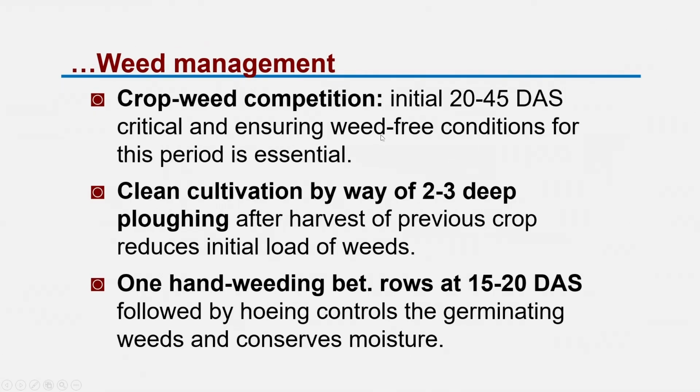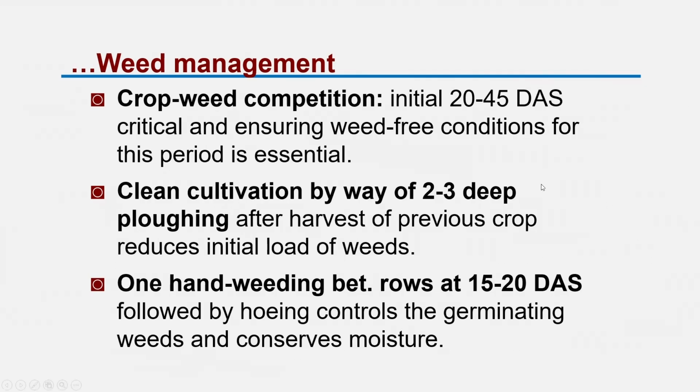Crop weed competition in the initial 20 to 45 days period is critical, and ensuring weed-free conditions for this period is essential. That means if we do not remove weeds during this period, there would be maximum loss of crop growth and yield. So 20 to 45 days after sowing is the critical period for weed competition.